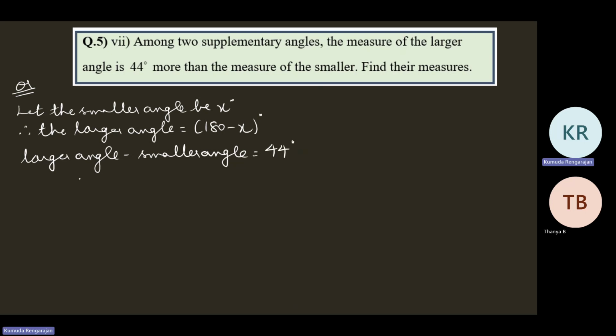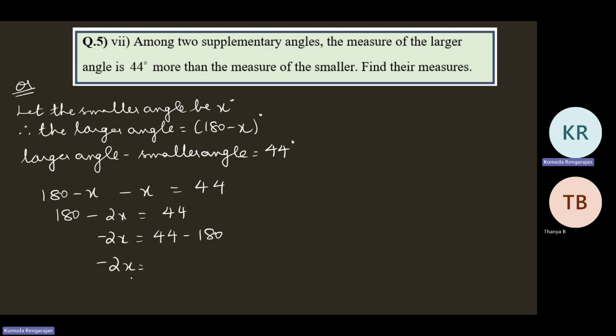The difference is 44. So in this assumption, the larger angle is 180 minus x and the smaller angle is x, and the difference is 44. So 180 minus 2x is equal to 44. Minus 2x is equal to 44 minus 180. Minus 2x is equal to minus 136. You can cancel the minus on both sides. x is equal to 136 by 2. x is equal to 68.